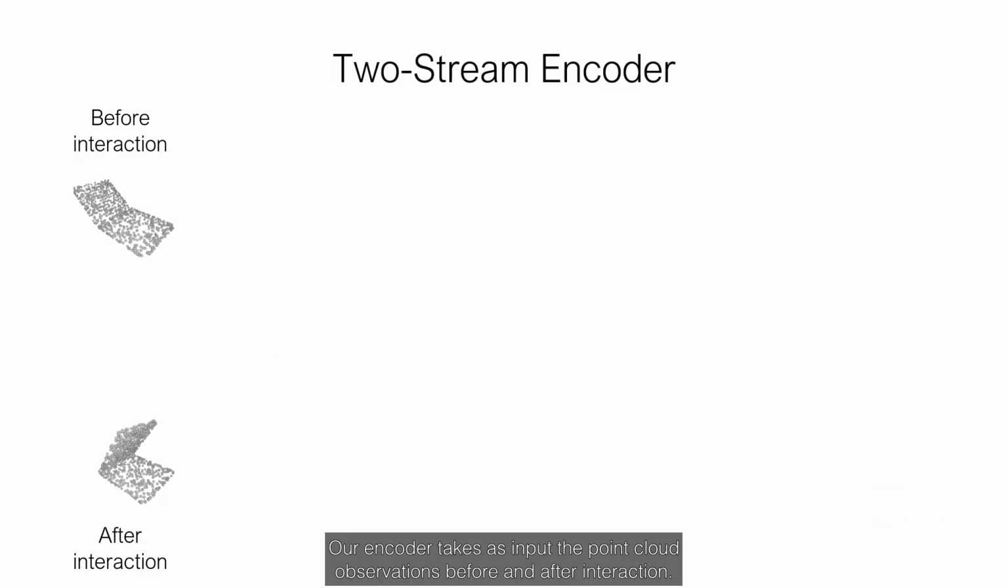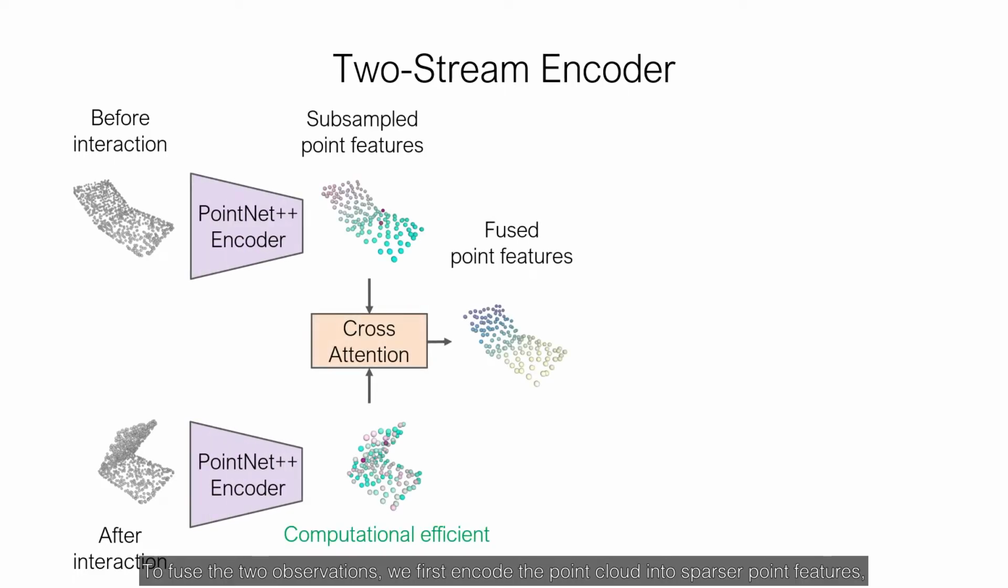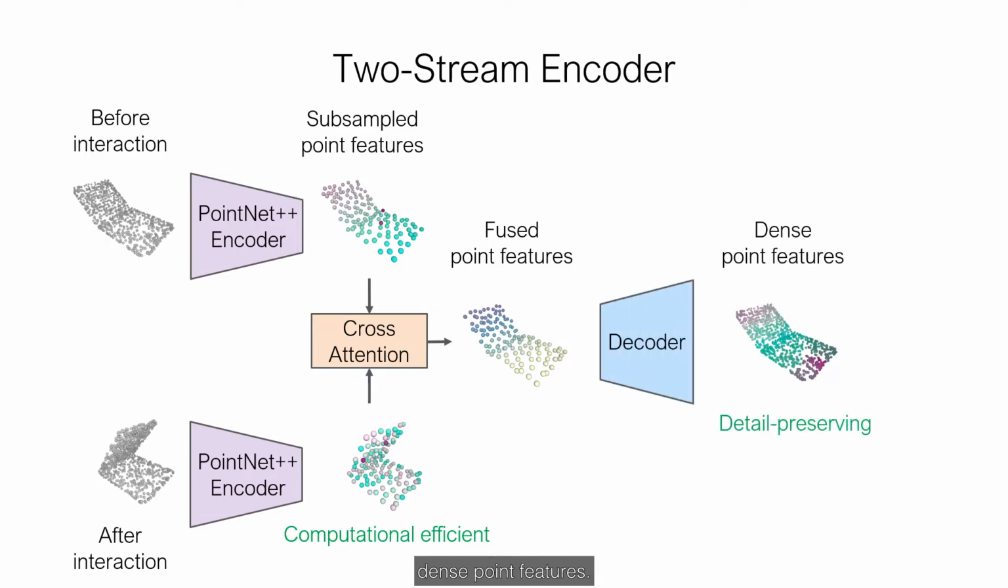Our encoder takes as input the point cloud observation before and after interaction. To fuse the two observations, we first encode the point clouds into sparser point features. Then we compute dense attention between the two sets of features. Computing attention on subsampled point features greatly reduces the computation costs. After fusing the point features, we use a decoder to upsample the sparse features into dense point features. Dense point features preserve more details.